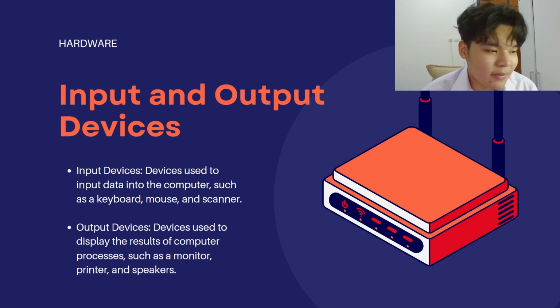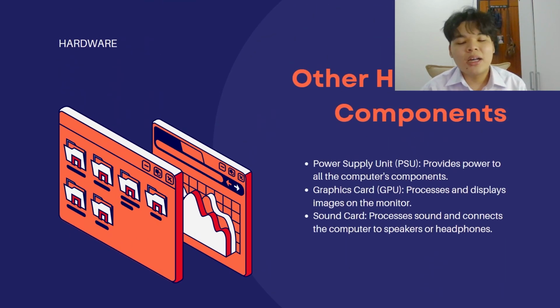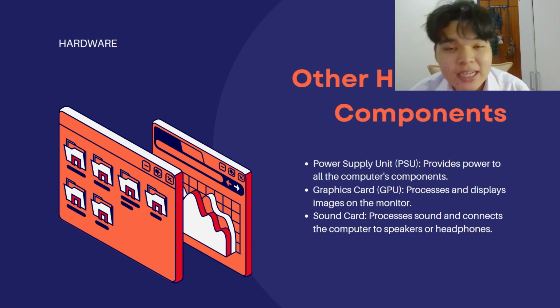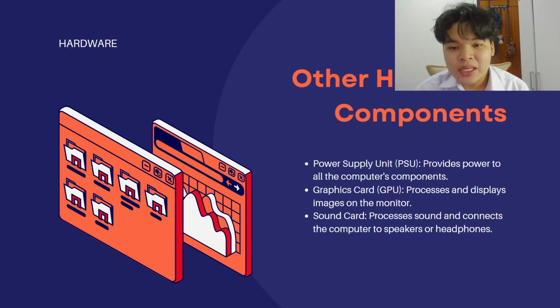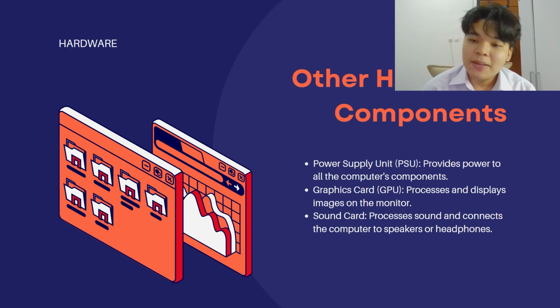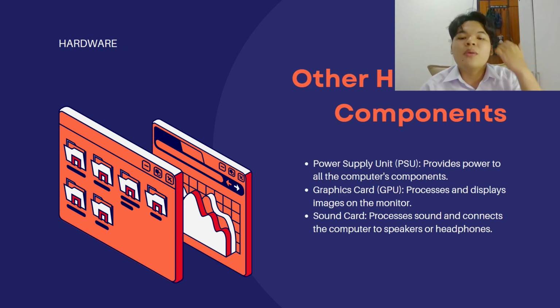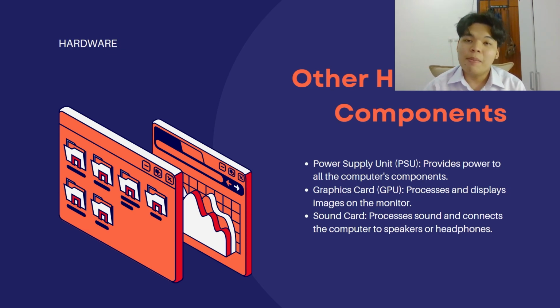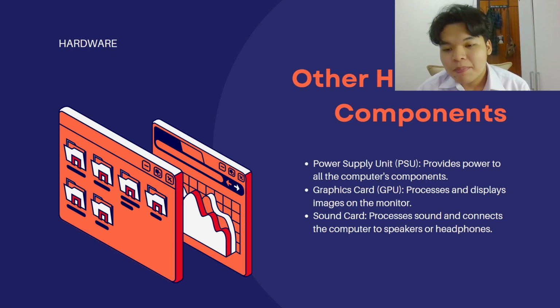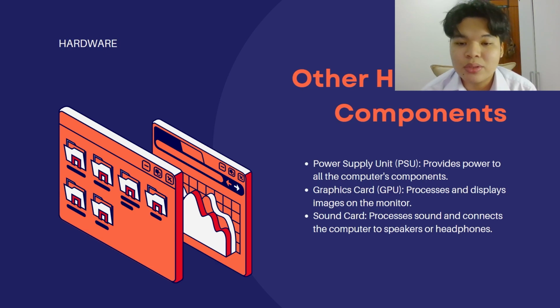Next, what do we have next? Other hardware components, not just CPU, RAM, or hard drive. There are several hardware components that you have to know. Power supply unit, or you can say PSU, provides power to all the computer components. Graphic card, GPU, processes and displays images on the monitor. Sound card, processes sound and connects the computer to speakers or headphones.